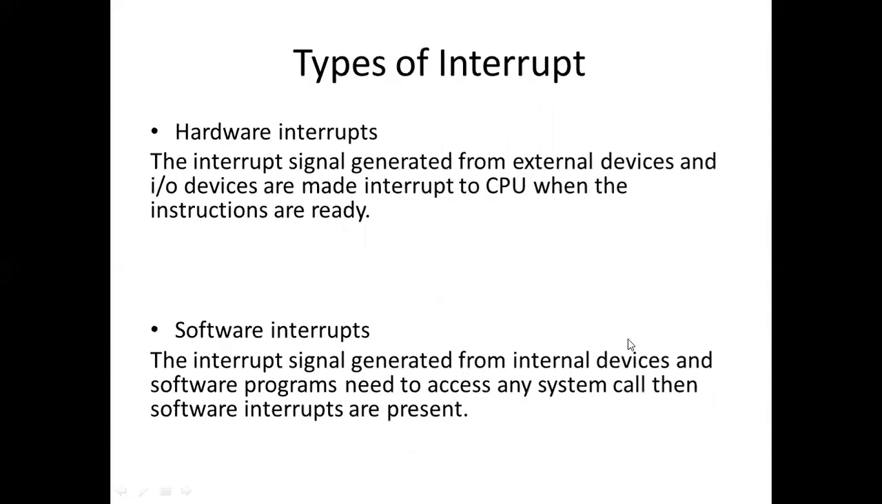So we have two types of interrupts. There are two main types: we have hardware interrupts and software interrupts. Hardware interrupts are signals generated from external devices, such as the keyboard, the mouse, anything else that you plug in and want to use. They need to go and interrupt the CPU. Then we have two types of hardware interrupts as well.